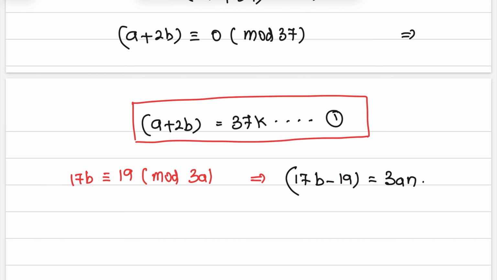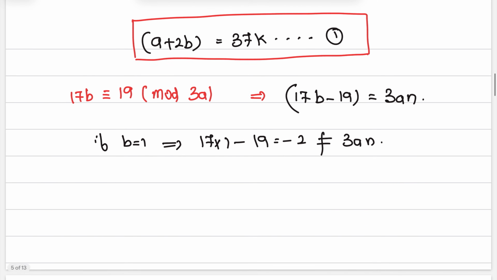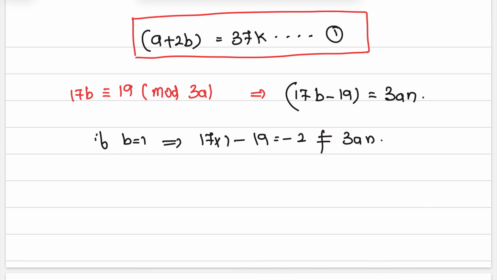Here A and B are positive integers and B cannot be 1. If B is equal to 1, what happens? 17 into 1 minus 19 is equal to minus 2. It cannot be equal to 3An, because n is an integer and A is a positive integer. Hence, B should be greater than or equal to 2.